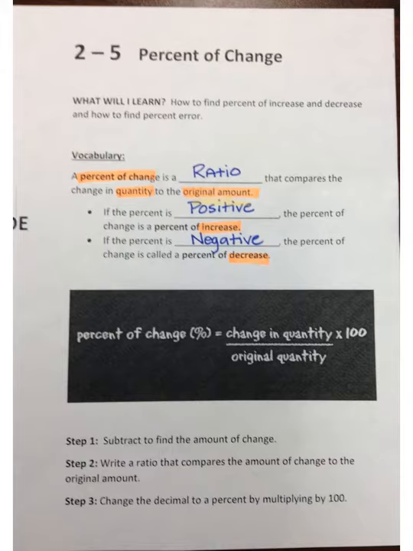So again, we said that percent of change is a ratio. So it's going to be the change in the quantity over the original quantity. Remember, ratios could be written as fractions, and then we reduce by dividing. So there are steps to find the percent of change, whether it's an increase or a decrease. First, you're going to subtract to find the amount of change. Then we're going to write a ratio that compares the amount of change to the original amount. And then we want to change the decimal to a percent by multiplying by 100.